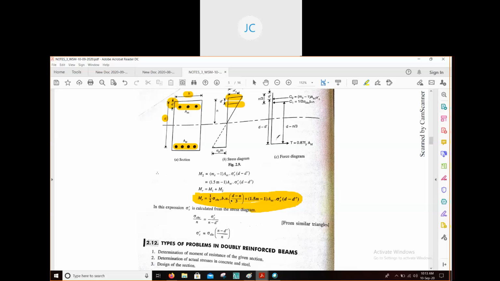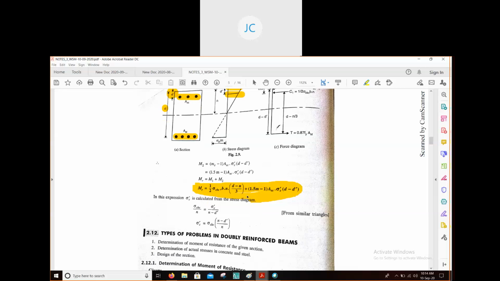Now in this case we need to find the value of moment of resistance. First we have to find the depth of actual neutral axis, that is our n. Then we have to find the critical neutral axis. Then we will see whether it is under reinforced or over reinforced, and then we will use the formula of moment of resistance. Similar to the previous problems in single reinforced beam, the procedure is exactly the same, only the formulas will be different here. That's the only difference.